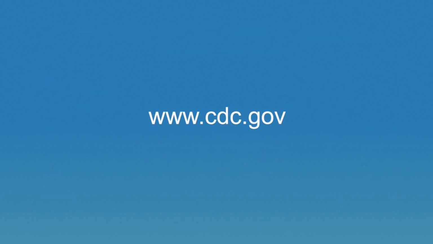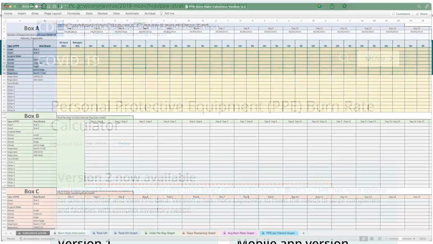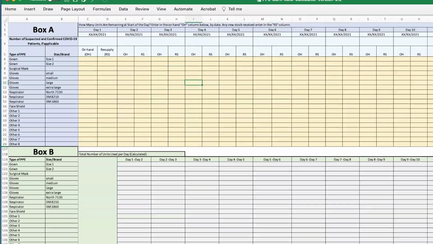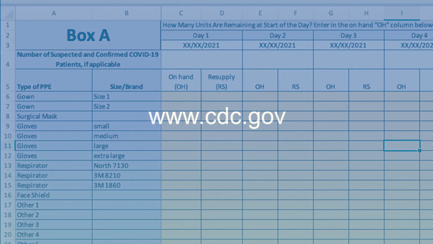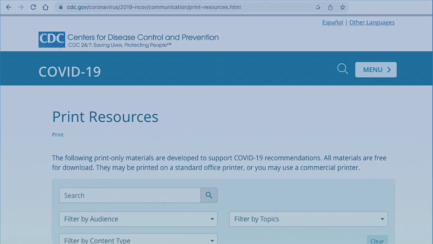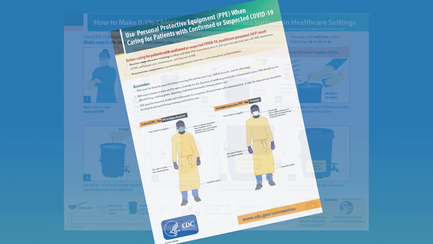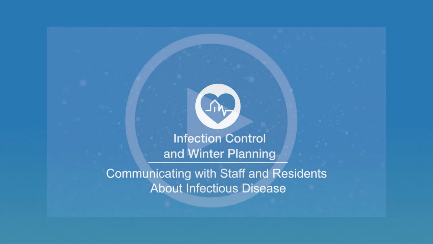Use the Centers for Disease Control and Prevention PPE burn rate calculator and work with public health partners to calculate the specific amount of various supplies that residents and staff may need. Check out the CDC's website for the latest posters and messaging to share with staff and residents about PPE and proper cleaning and disinfection to ensure that everyone has the most current information. Module 2 of this series highlights key communication strategies that may be helpful for your facility.